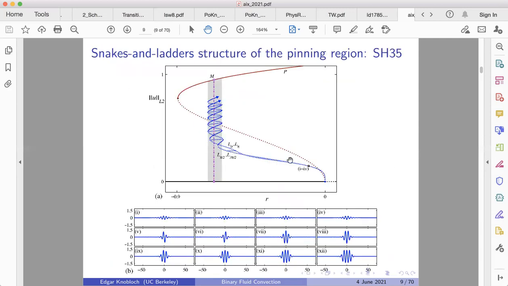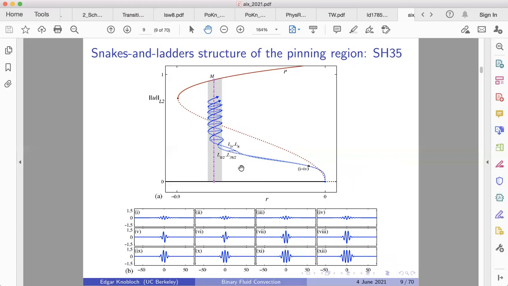So what does that mean? Well, here are the corresponding results for the 3-5 Swift-Hohenberg equation. That's the cubic-quintic equation. It looks formally very similar. Again, you have a bifurcation to a subcritical periodic pattern, and a bifurcation to localized states.